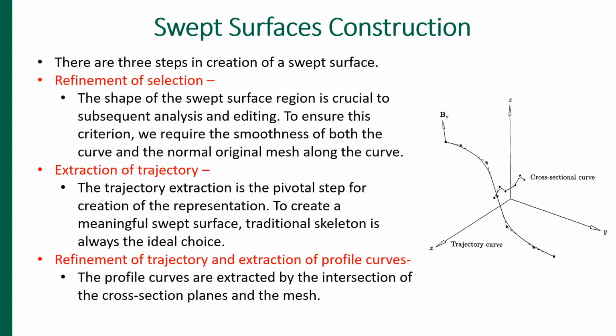Coming to swept surface construction, there are three steps in the creation of a swept surface. One is refinement of selection, another is extraction of trajectory, and the last one is refinement of trajectory and extraction of profile curves. The shape of the swept surface region is crucial to subsequent analysis and editing. To ensure this, we require smoothness of both the curve and the normal of the original mesh along the curve. The trajectory extraction is the pivotal step for creating the representation. To create a meaningful swept surface, the skeleton is always the ideal choice. The profile curves are extracted as the intersection of the cross-section planes with the mesh.